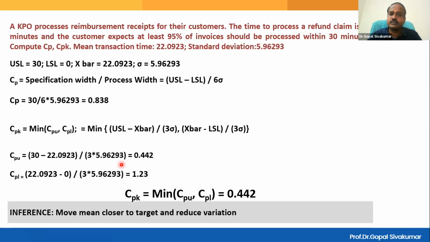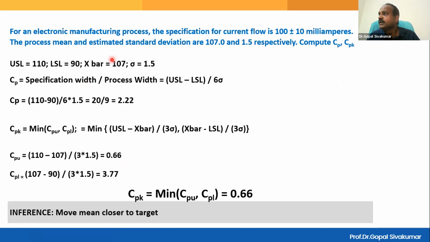One example before lunch. Let me take a simple one. See here, an electronic manufacturing process. The specification for the current flow is 100 plus or minus 10 milliampere. What is the upper spec?